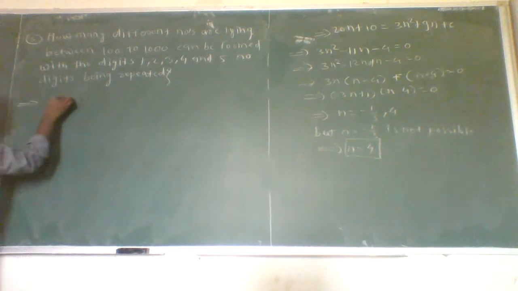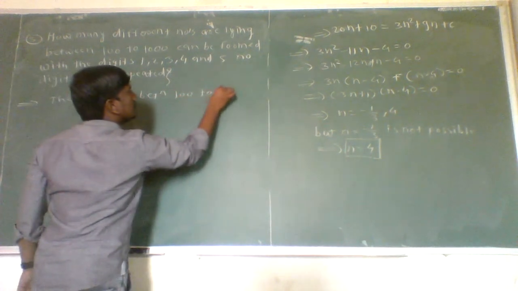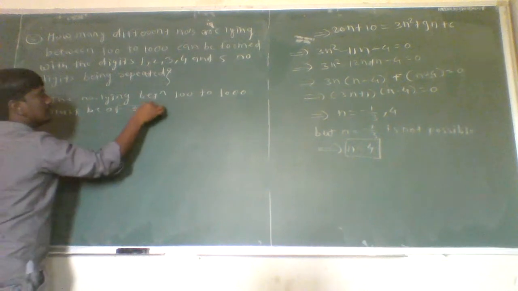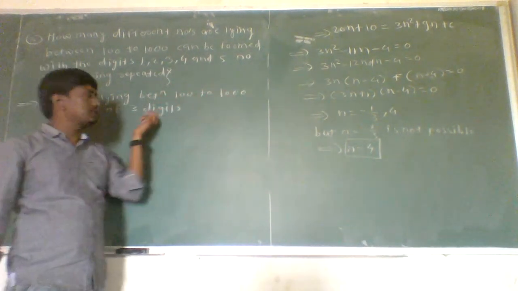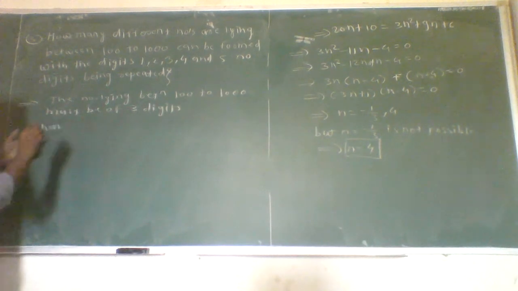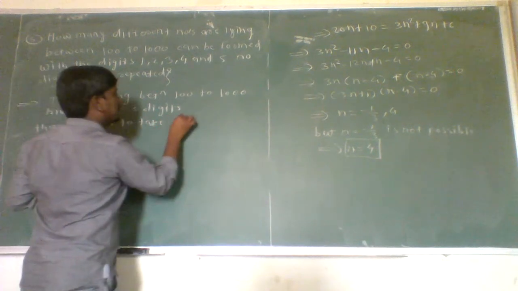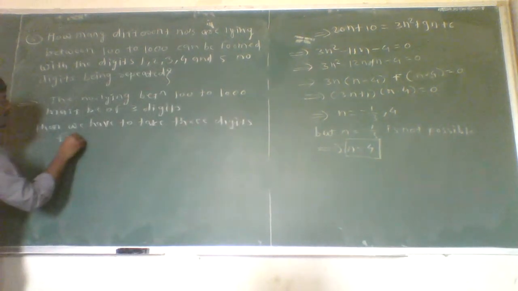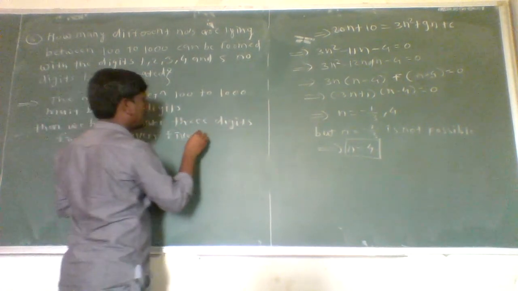Okay, now actually the numbers lying between 100 to 1000 must be of 3 digits. So as any number lying between 100 to 1000 is of 3 digits, then here we have to take 3 digits from the given 5 digits, that is 1, 2, 3, 4 and 5.